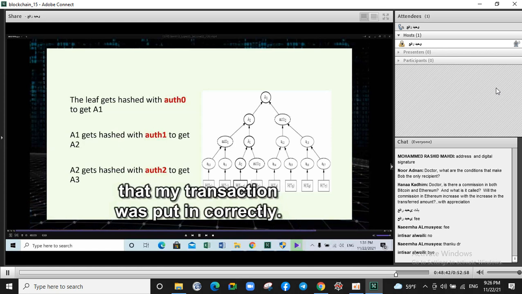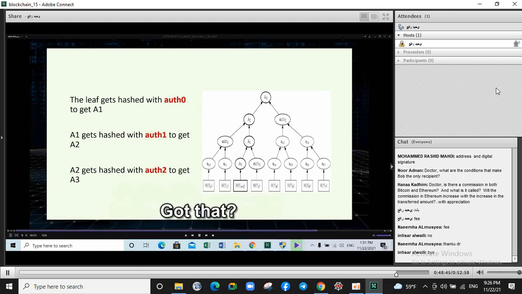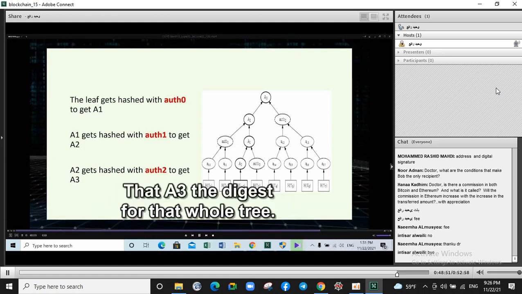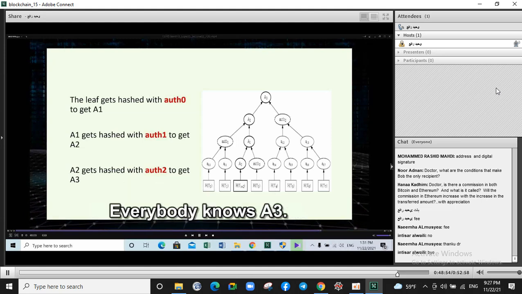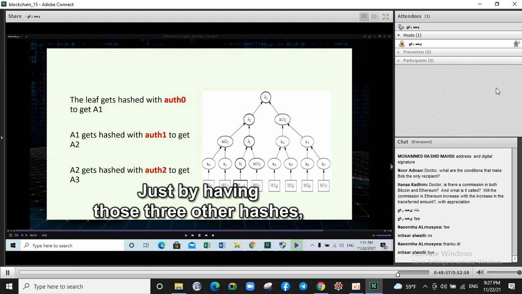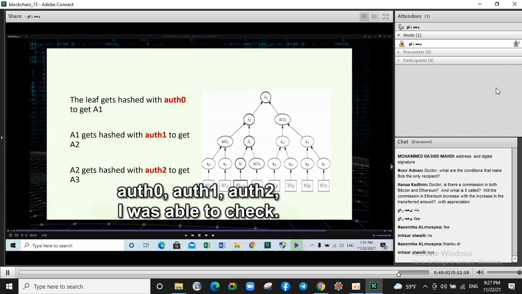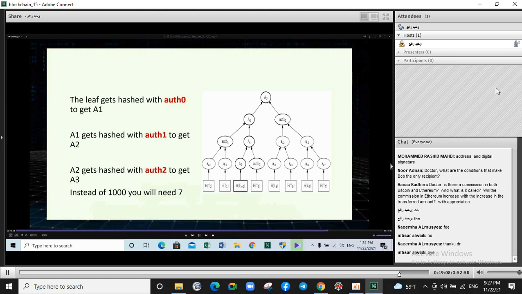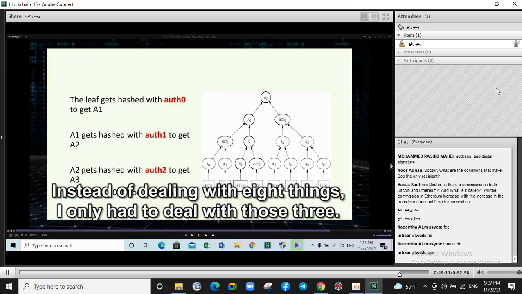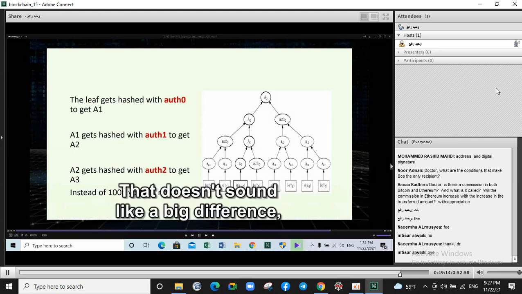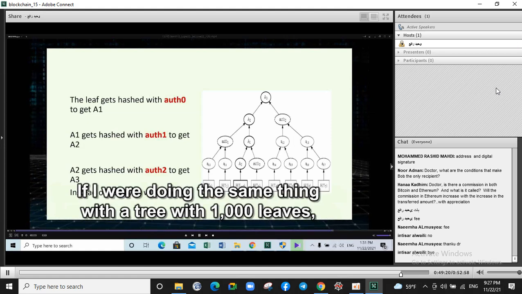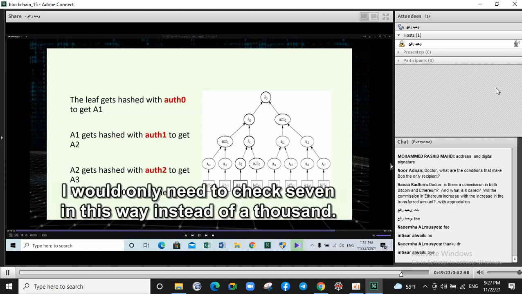Everybody knows A3. That A3 is the digest for that whole tree. It's kind of public knowledge. By just having those 3 other hashes, auth 0, auth 1, auth 2, I was able to check. So I just needed those 3 things. Instead of dealing with 8 things, I only had to deal with those 3. That doesn't sound like a big difference, but once you get to 1,000, it's pretty big. If I were doing the same thing with a tree with 1,000 leaves, I would only need to check 7 in this way instead of 1,000. So like the binary search we were talking about before, you have the big win.